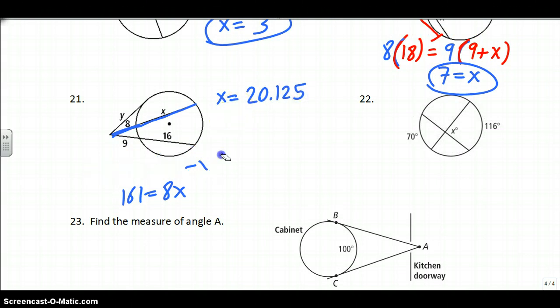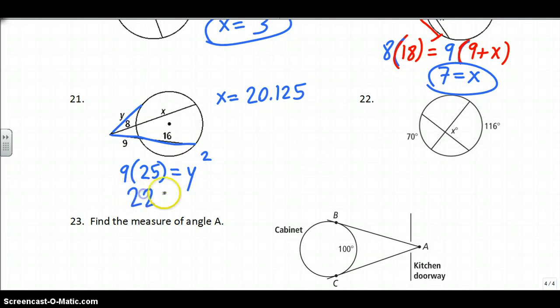Okay? Now, let's get y. Well, y is this part. It's a tangent. I can use that one, or I can use this other segment from before. I'm going to use the other segment from before. 9 times the whole segment equals the part that's outside times the length of the segment, which is just itself. So actually, y squared ends up being 225, which means y is the square root of 225, which means y is 15. So that was kind of nice.